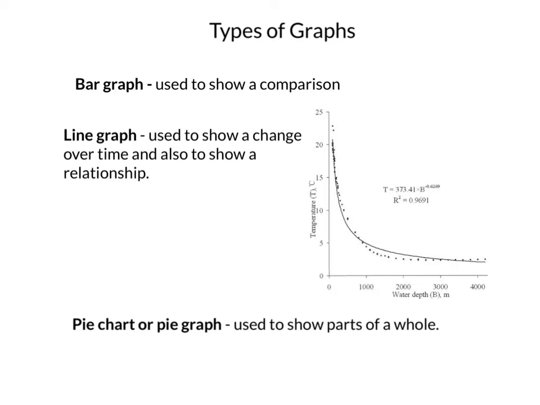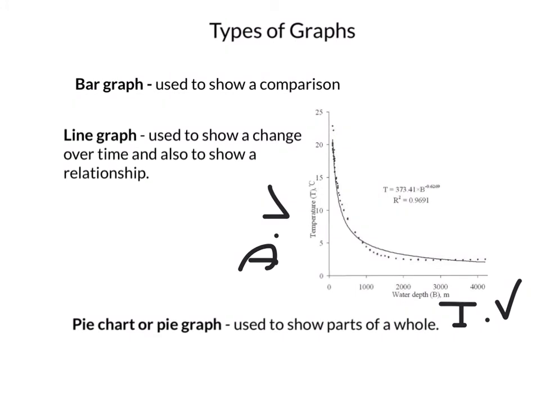And no, I'm not talking about dating. I'm talking about the trend that you see. And I've included a graph to the right to help me explain that. So this graph is showing you water depth and temperature. So let's review real quick as far as dependent variable, independent variable. So my independent variable is the depth of the water, and my dependent variable is the temperature.